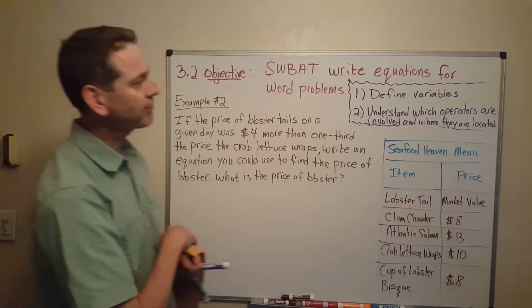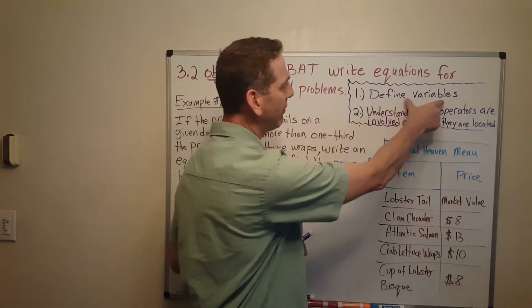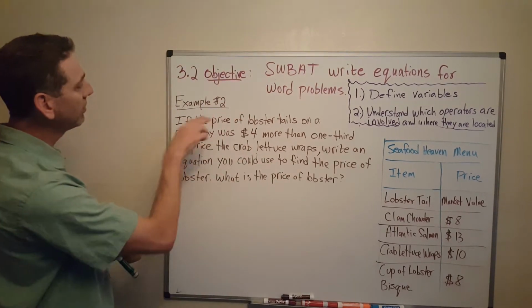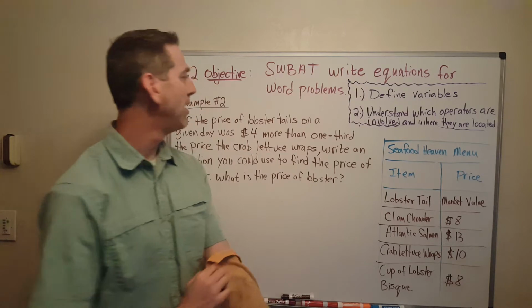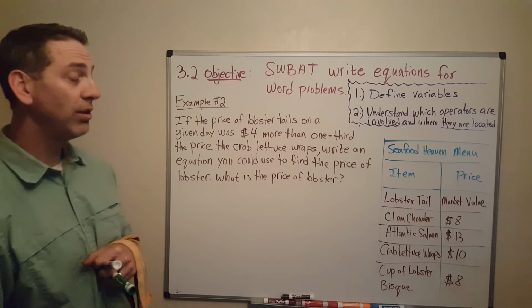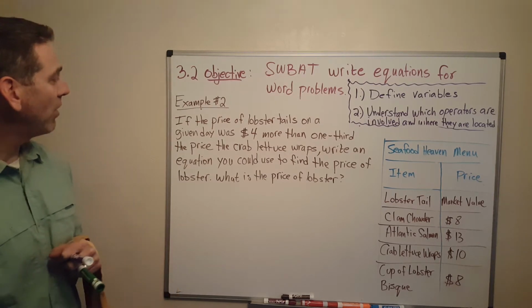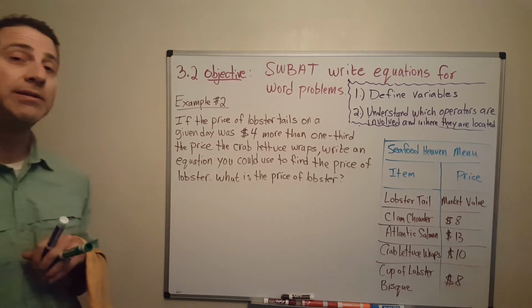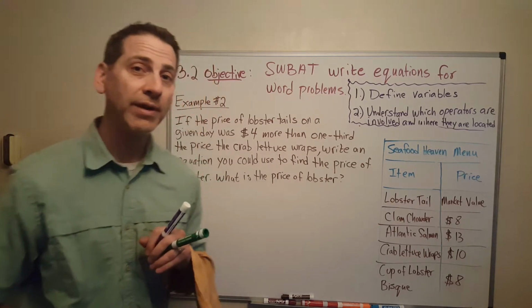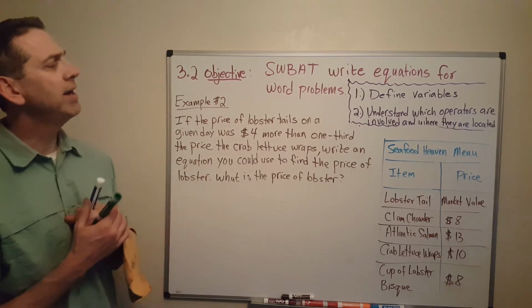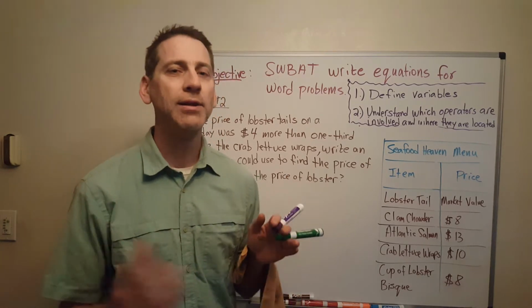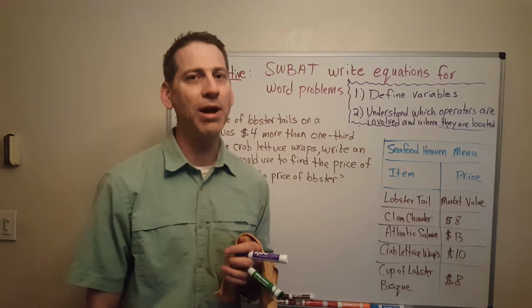Let's take a look. All right, so here's our two steps, right? Define the variables and understand which operators are being used and where they're located. All right, let's take a look. So if the price of lobster tails on a given day was $4 more than 1/3 the price of the crab lettuce wraps, write an equation you could use to find the price of lobster. And then the second question is, what is the price of lobster? All right, so most people would just sit here and just try to hash something out as best they could, right? We're going to think algebraically about this.